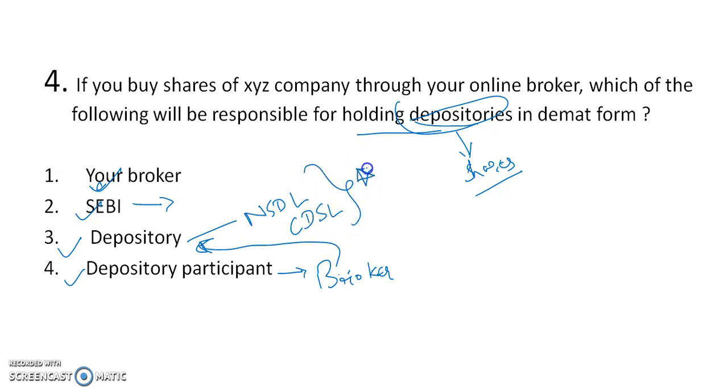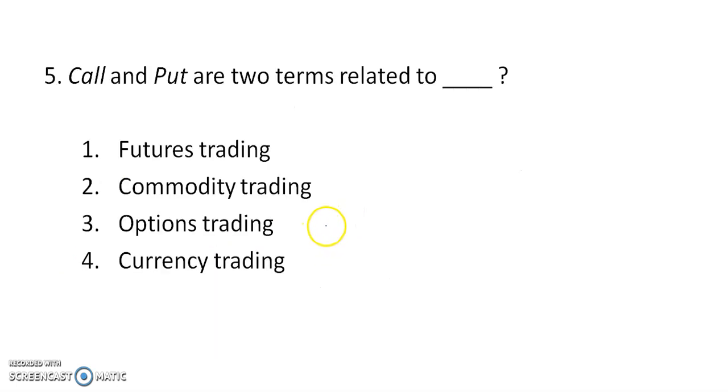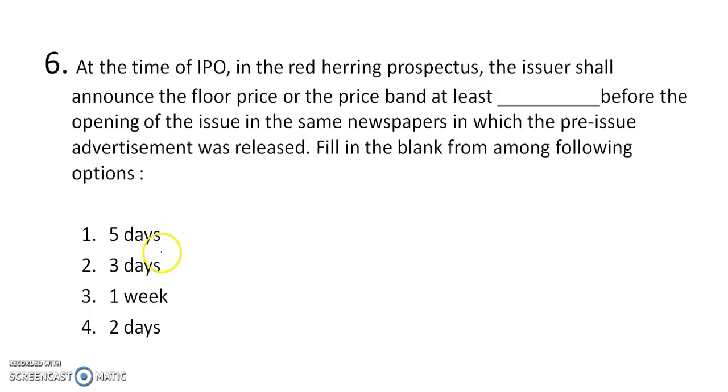These are very important. Okay, now the fifth question: call and put are two terms related to which of the following? Futures trading, commodity trading, options trading, and currency trading. The correct answer is options trading. Call means buy, put means sell.